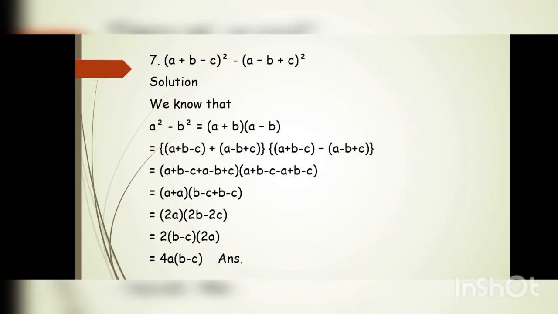Now question number 7 is a plus b minus c whole square minus a minus b plus c whole square.